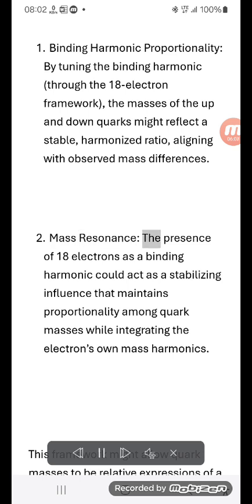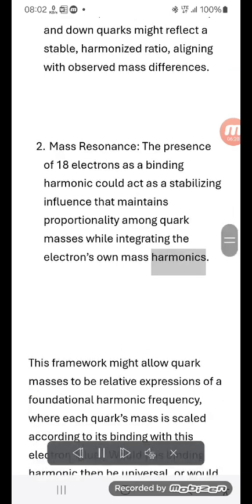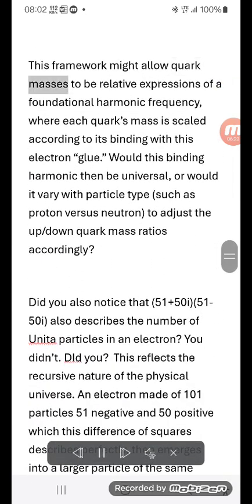Mass resonance. The presence of 18 electrons as a binding harmonic could act as a stabilizing influence that maintains proportionality among quark masses while integrating the electron's own mass harmonics. This framework might allow quark masses to be relative expressions of a foundational harmonic frequency, where each quark's mass is scaled according to its binding with this electron glue. Would this binding harmonic then be universal, or would it vary with particle type, such as proton versus neutron, to adjust the up/down quark mass ratios accordingly?